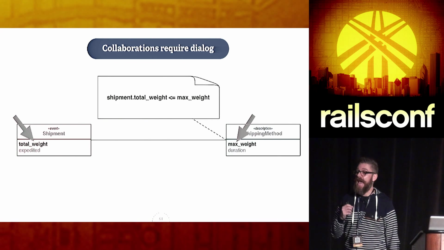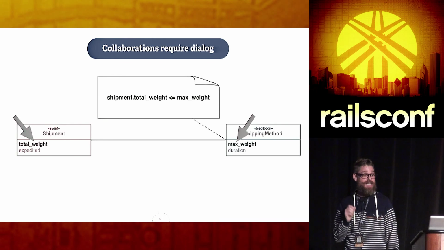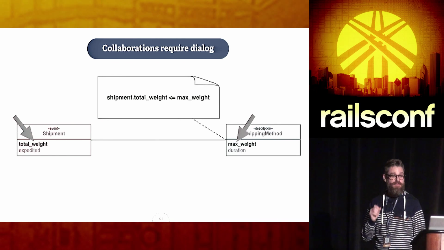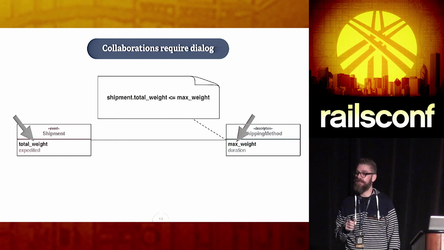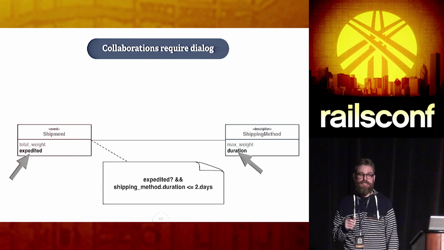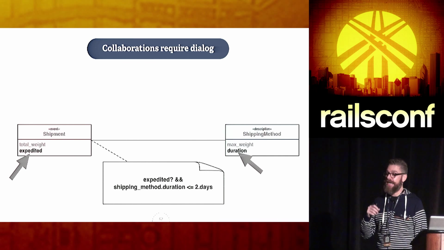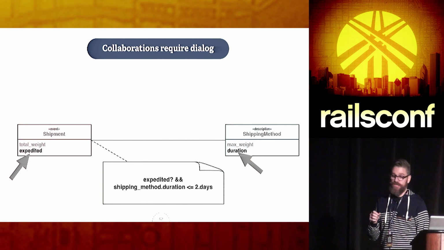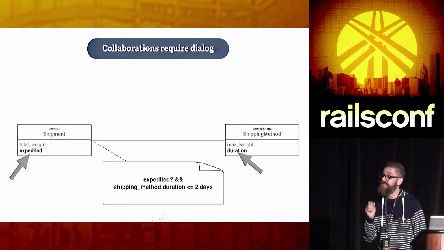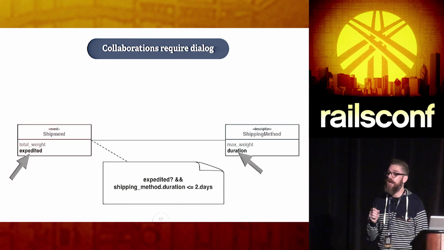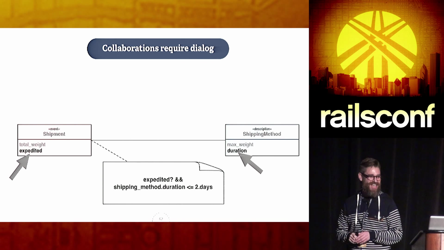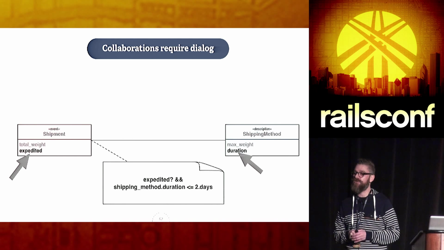Now, a shipping method adds a constraint on its collaboration with a shipment. It will not collaborate with a shipment whose total weight exceeds the maximum weight. Likewise, a shipment adds a constraint on its collaboration with the shipping method. If that shipment is expedited, it will not collaborate with a shipping method whose duration exceeds 2 days.